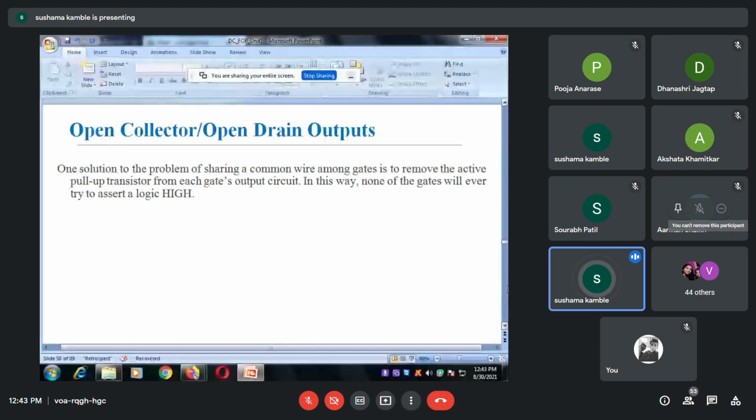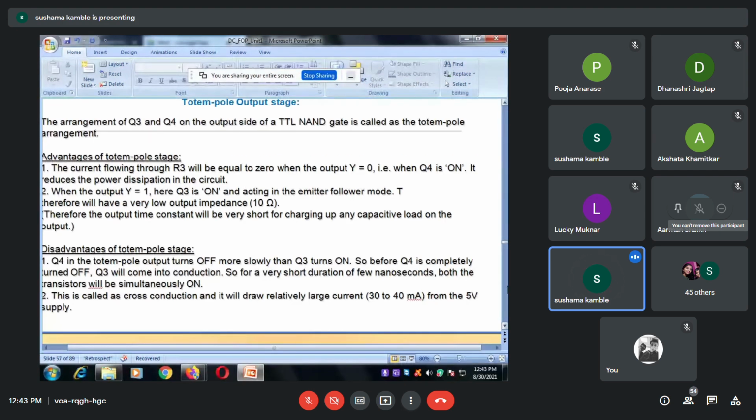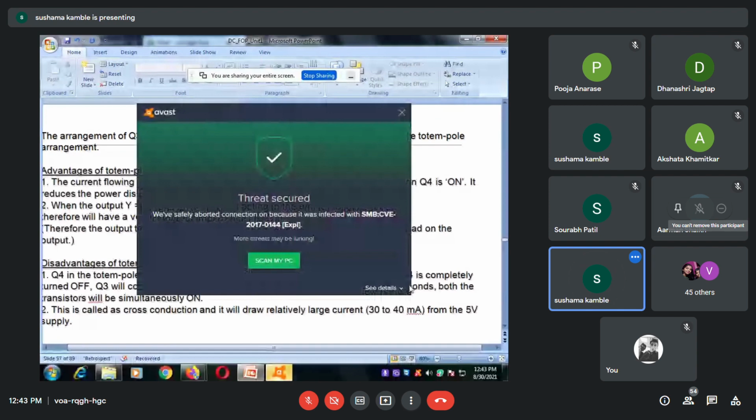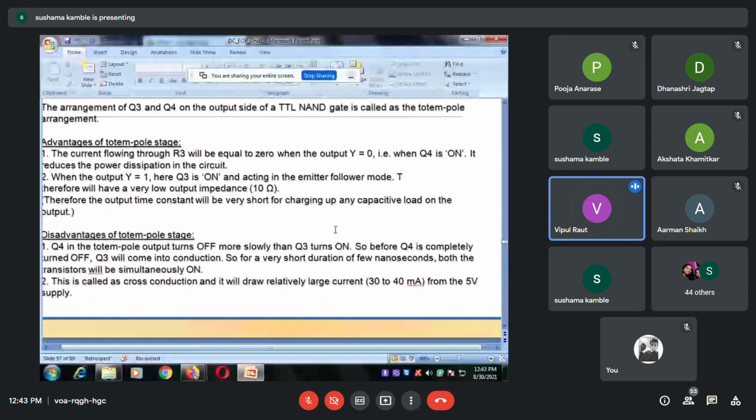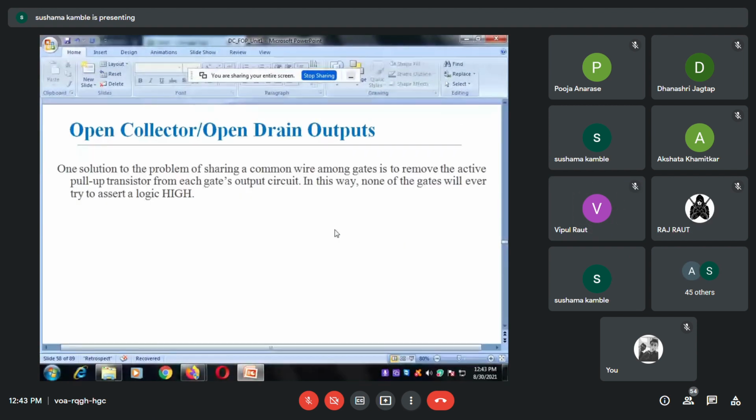Last lecture, we discussed the two input NAND gate. This totem pole output. What is totem pole output? When two NPN transistors are connected in series, it is known as totem pole output. Very good.